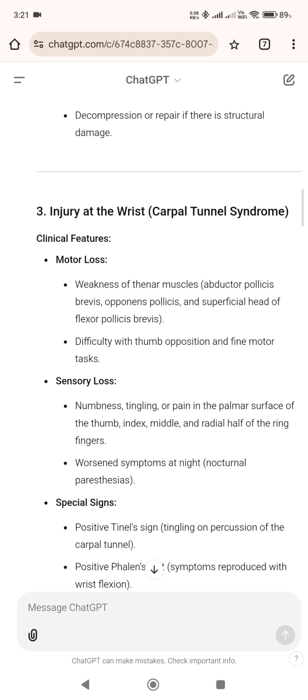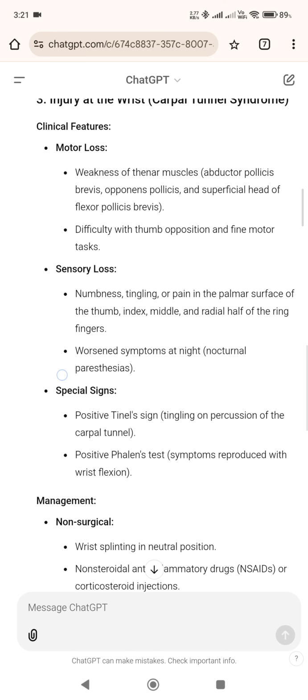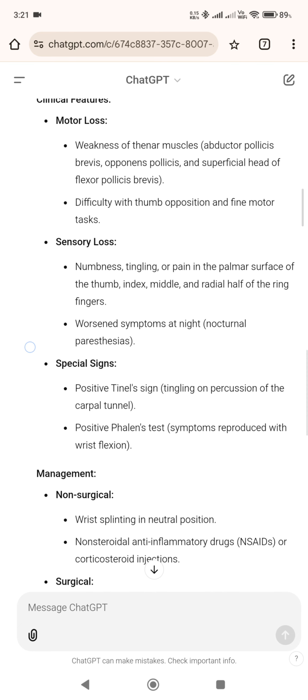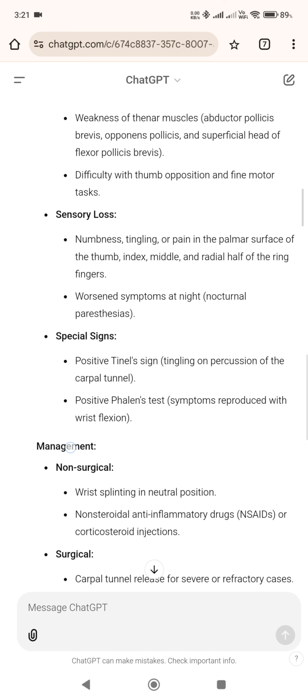3. Injury at the wrist, carpal tunnel syndrome. Clinical features: motor loss, weakness of thenar muscles, abductor pollicis brevis, opponens pollicis, and superficial head of flexor pollicis brevis. Difficulty with thumb opposition and fine motor tasks. Sensory loss: numbness, tingling, or pain in the palmar surface of the thumb, index, middle, and radial half of the ring fingers. Worsened symptoms at night, nocturnal paresthesias.